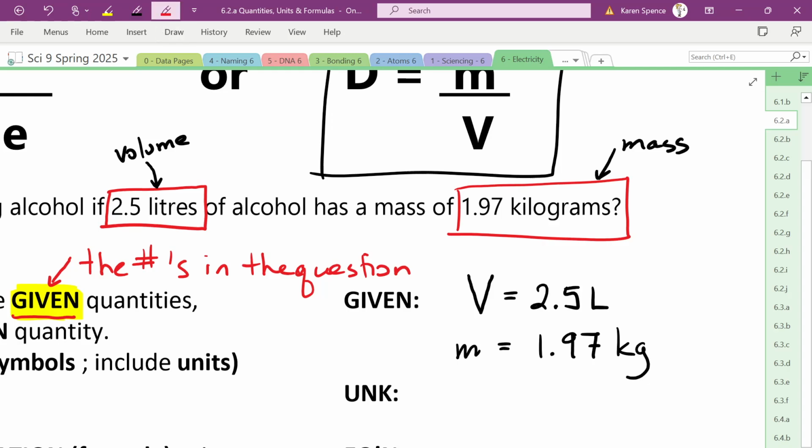And if you remember yesterday, I told you you're going to get 1 mark for writing this one and 1 mark for writing that one. But you have to write V and then equals this and then the unit. And to start you out, I'm going to give you blanks to fill in. I'll write blank equals blank blank. So you need to know that you write V equals 2.5 with the unit liters. And M equals 1.97 kilograms.